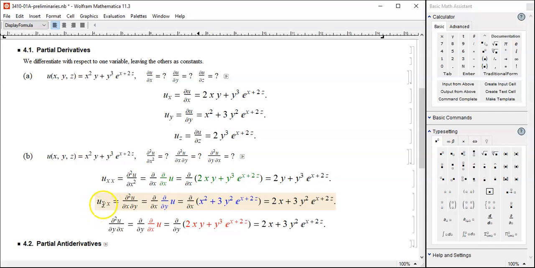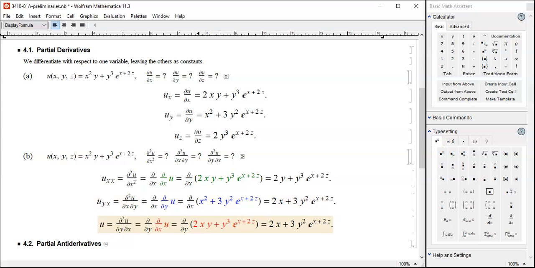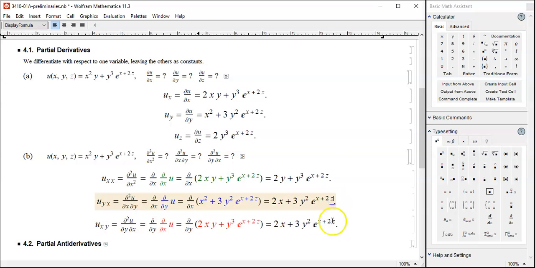So take the derivative by y first and then x later, or take the derivative by x first and y later, made no difference. These two are the same. And are they always the same? Most of the time they're the same.